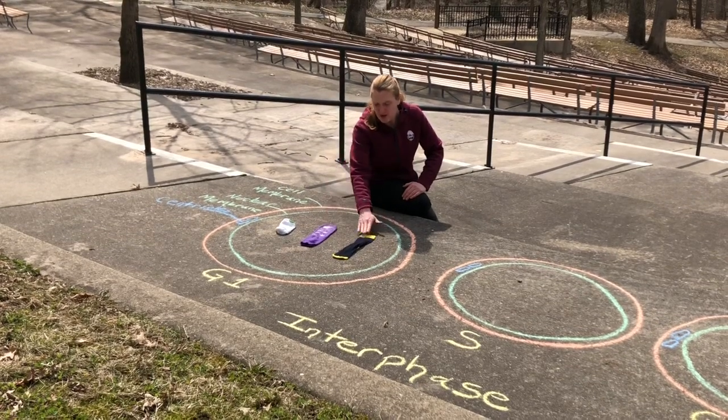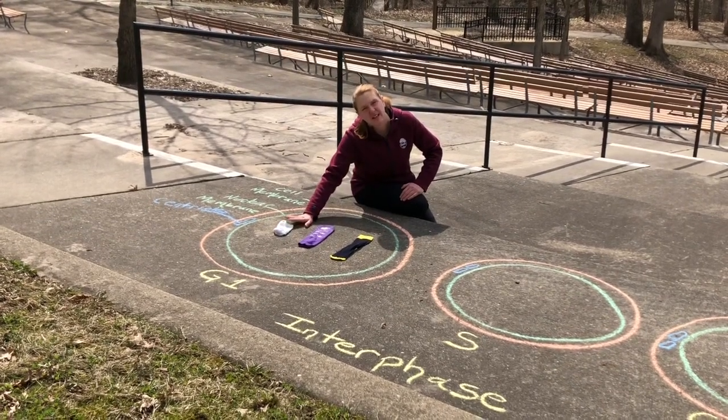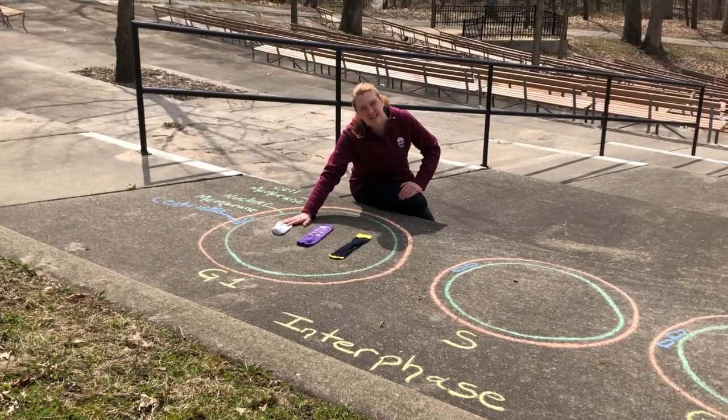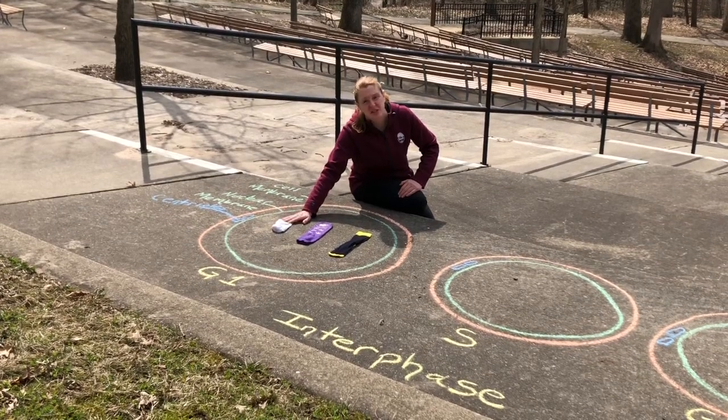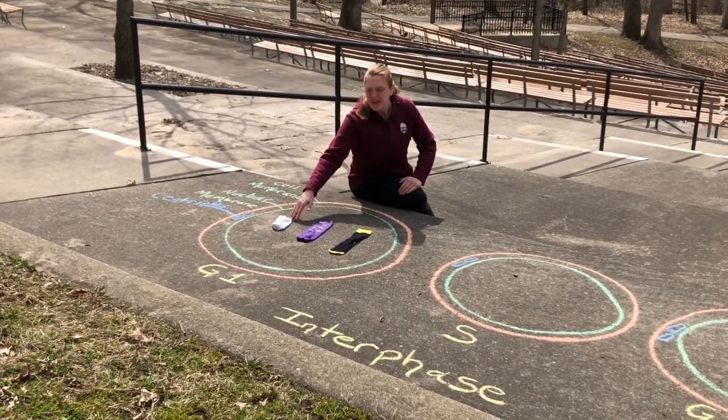Inside of our cell, we have 3 pieces of DNA. Our DNA is in the form of chromatin. It is loose. The genes are being expressed.